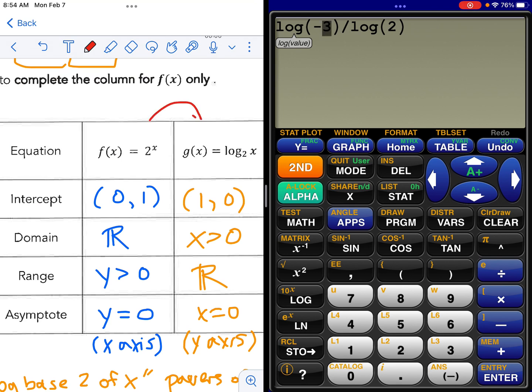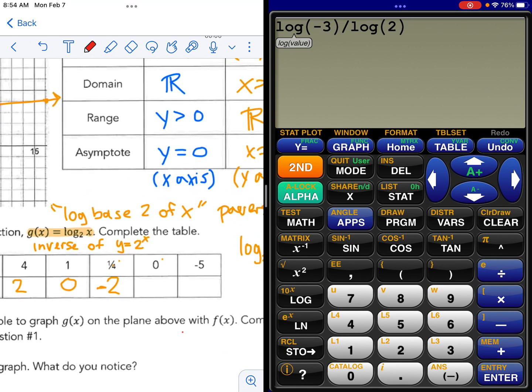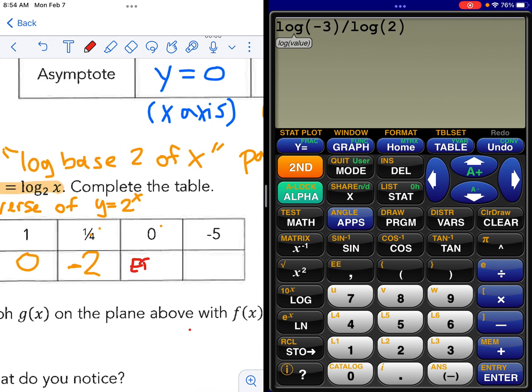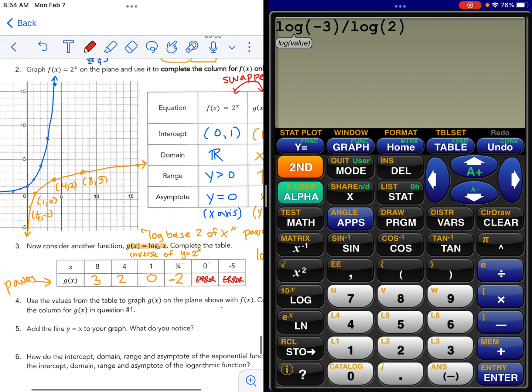We know they're inverses because this is all being swapped. Swapped x and y, swapped ranges and domains. So we know they're inverses of one another. As a result, this is an error, and this is an error, because those locations on the graph are inaccessible. We can't get to 0 on the x-axis, and we can't get to negatives on the x-axis.